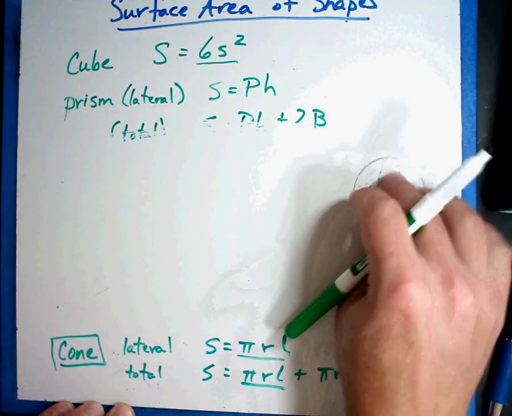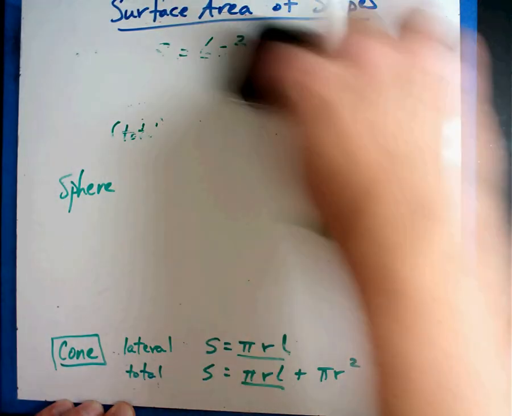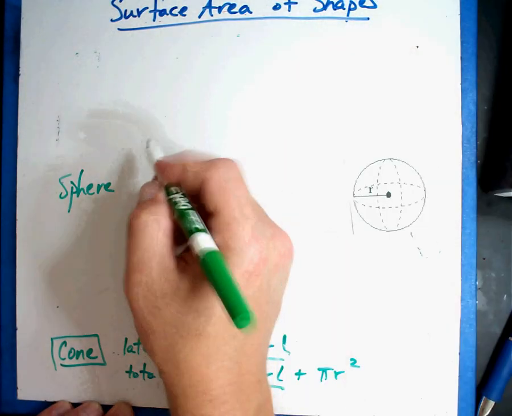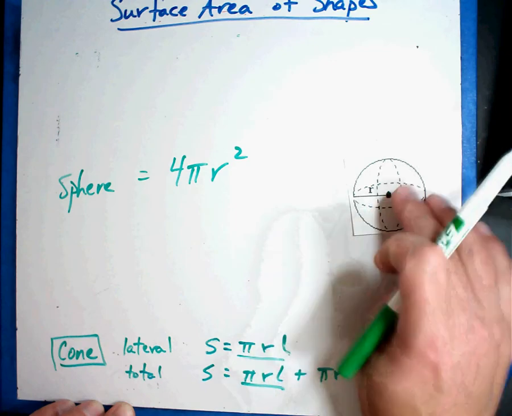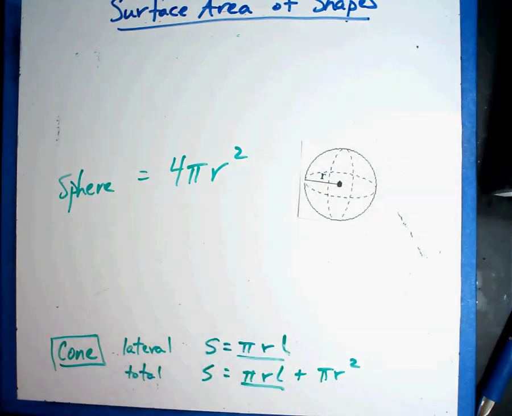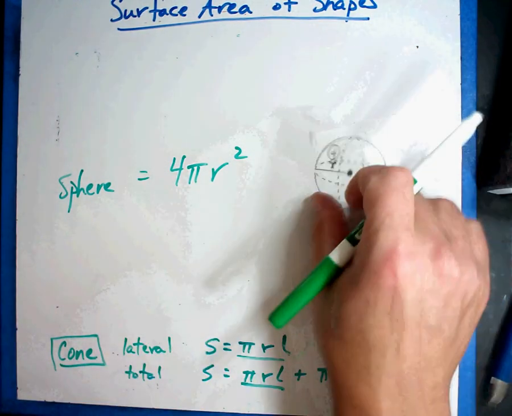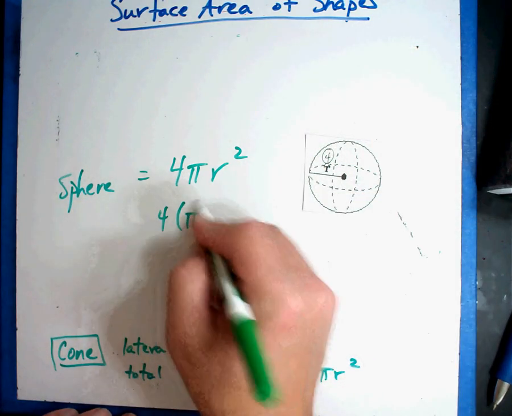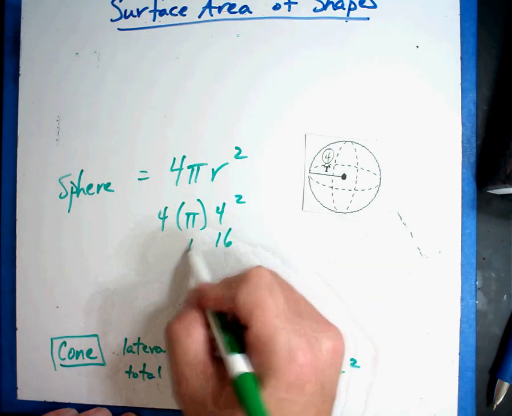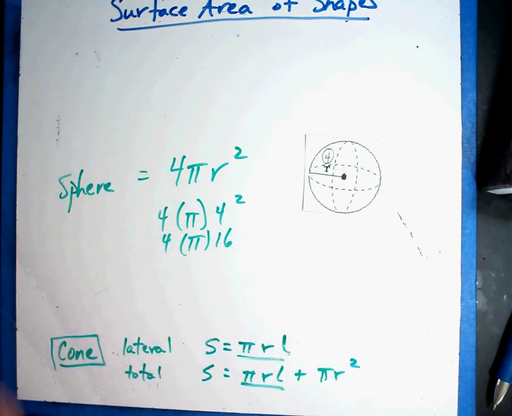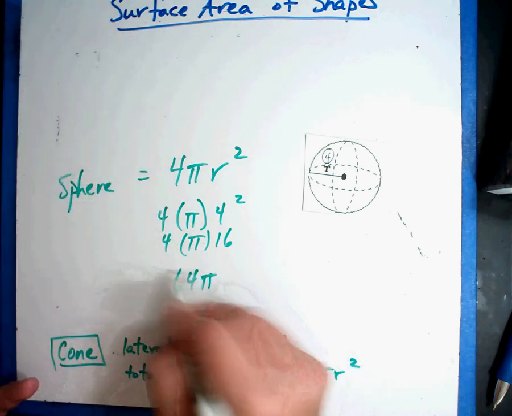Our last one is a sphere. I'll erase this so that it doesn't get confusing. Sphere. For a sphere, there's only one formula, 4 pi r squared. Now you'll notice in a sphere there is just a radius. So let's try this real quick. Let's say this has a radius of 4. Okay, remember the radius is from the middle to the outside. So it's 4 times pi times what's the radius? 4 squared. So 4 times 4 is 16 pi and 4. Well, then I'm going to have to use my calculator because 16 times 4, 64 pi. There's my answer.